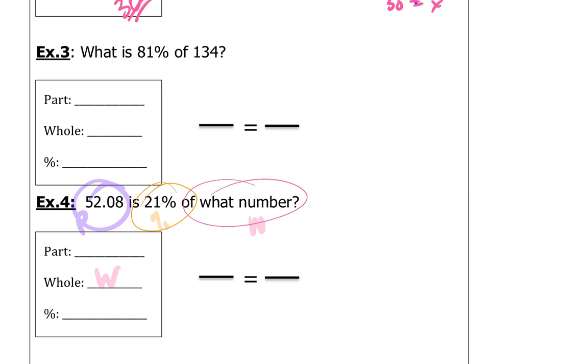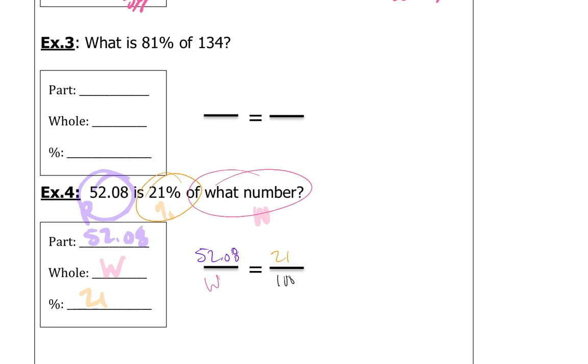We know the part is 52.08. And we know that our percent is 21. So now we just plug those in. We know our part is 52.08. We don't know our whole, so we put that there. We know that our percent is 21. And we know that we always have the 100 over here.